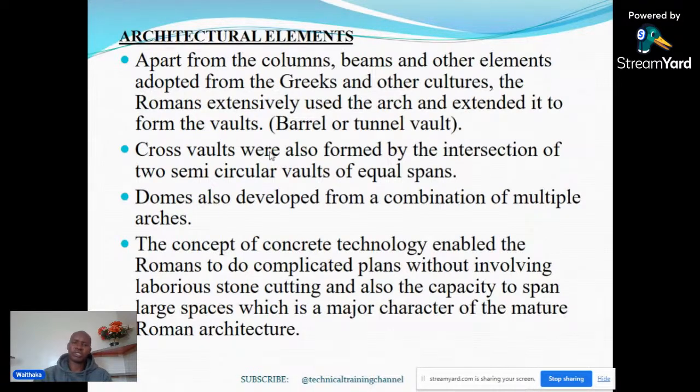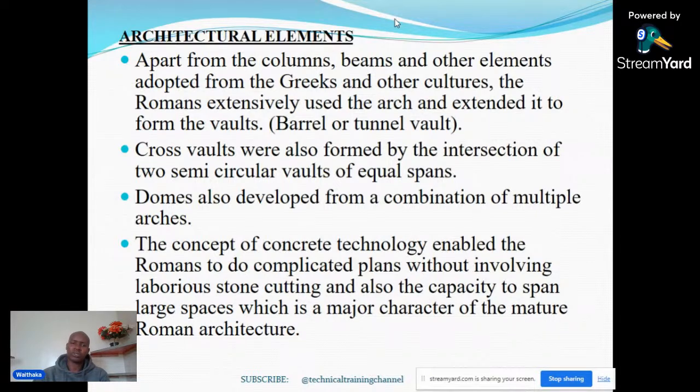Then we look at the various architectural elements that were employed by the Romans. And we are saying that apart from the columns, beams, and other elements adopted from the Greek and other cultures, the Romans extensively used the arch and extended it to form the vaults. That is, we have the barrel and the tunnel vault. Cross vaults were also formed by the intersection of two semicircular vaults of equal spans. So we'll be able to see a cross vault. We'll be able to see how these barrel vaults and tunnel vaults were conceived with the help of the concrete that the Romans had invented.